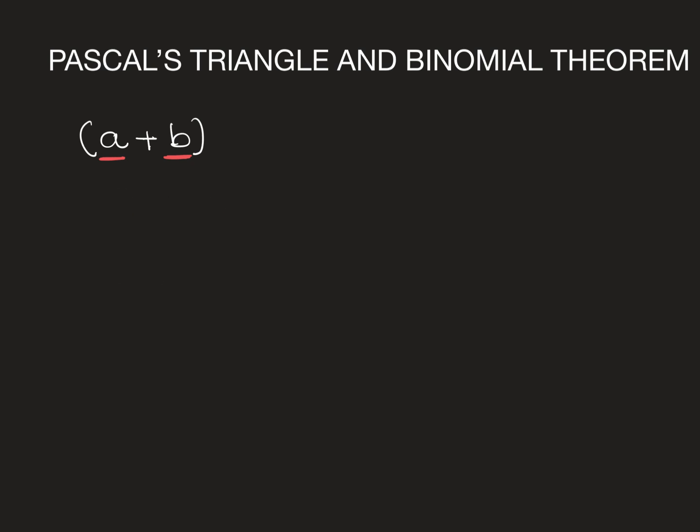From your own lessons, if you have, for example, A plus B to the power 2, this is also a binomial because you have two terms. But how do you expand this? It is simple because it means A plus B multiplied by A plus B. So how do you do that?